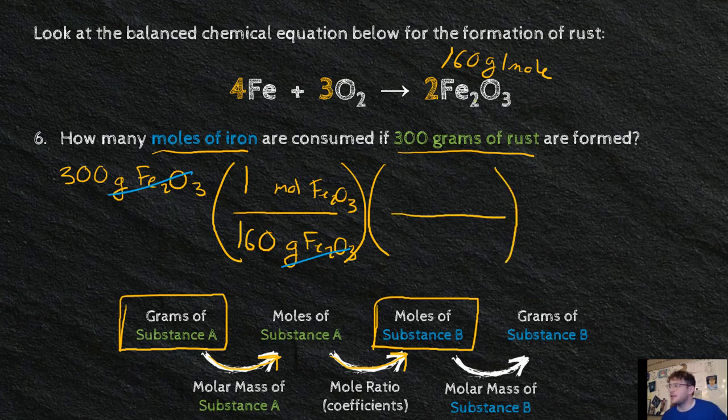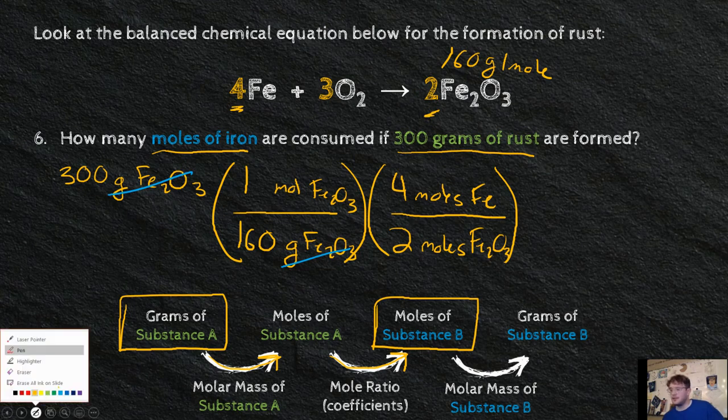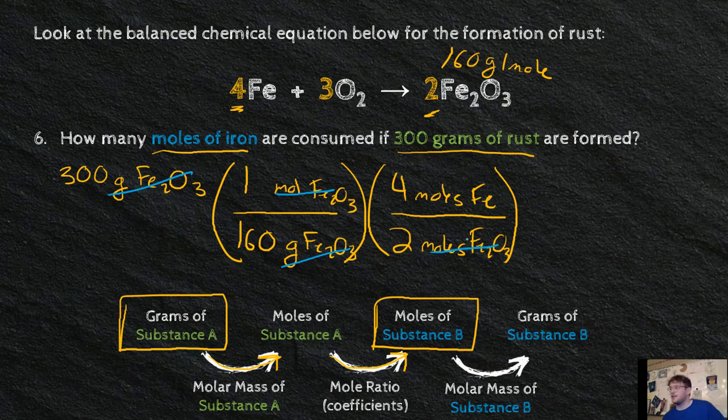For how many moles of rust are how many moles of iron consumed? Well, for every 2 moles of rust, 4 moles of iron are consumed. I'm just looking at the coefficients here. For every 2 moles of rust formed, 4 moles of iron are consumed. So now I'm able to cancel out my moles of rust, and what I'm left with is moles of iron. And that's exactly what I want.